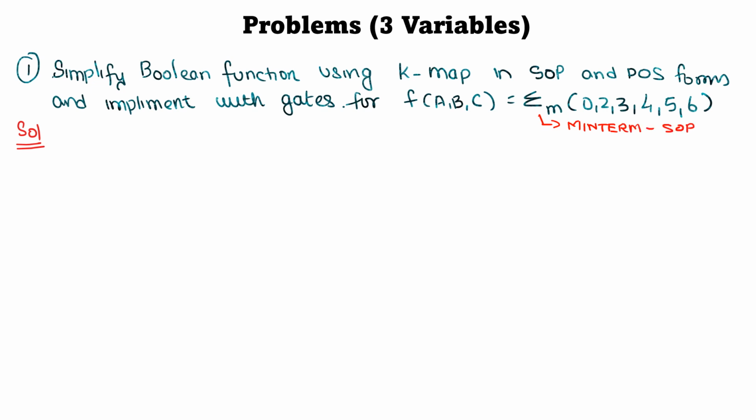Also it is evident from the question itself that the number of variables is 3. So 2 to the power 3 gives me 8. So the K-map has to be designed with 8 blocks. So now let us design our K-map for 3 variables. For that, my K-map will have 2 rows and 4 columns, and it is constructed in this way.